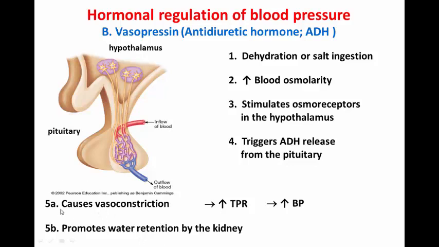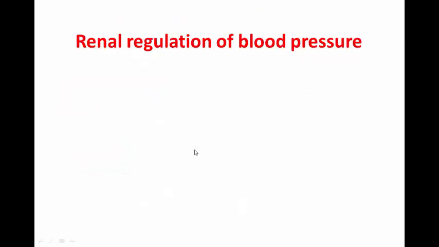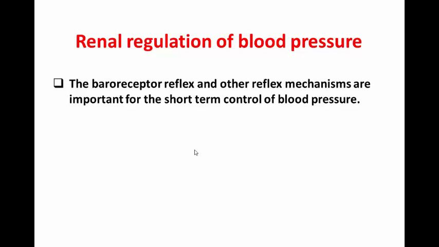By inducing vasoconstriction, ADH increases the total peripheral resistance, hence elevating the arterial blood pressure. And by promoting water retention by the collecting ducts of the nephrons in the kidneys, it increases the blood volume, hence increasing the venous return and the cardiac output, and the blood pressure is elevated. So we have finished with the hormonal regulation of blood pressure, and now let's move on to describing renal regulation of arterial blood pressure.